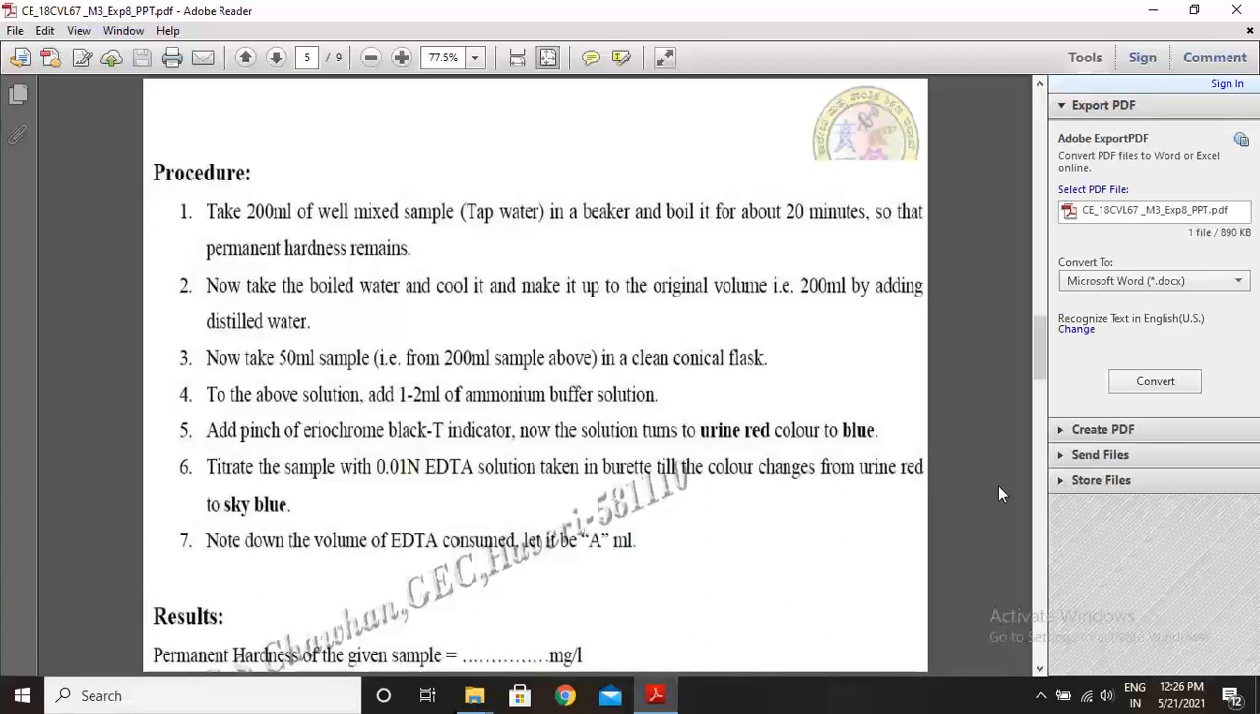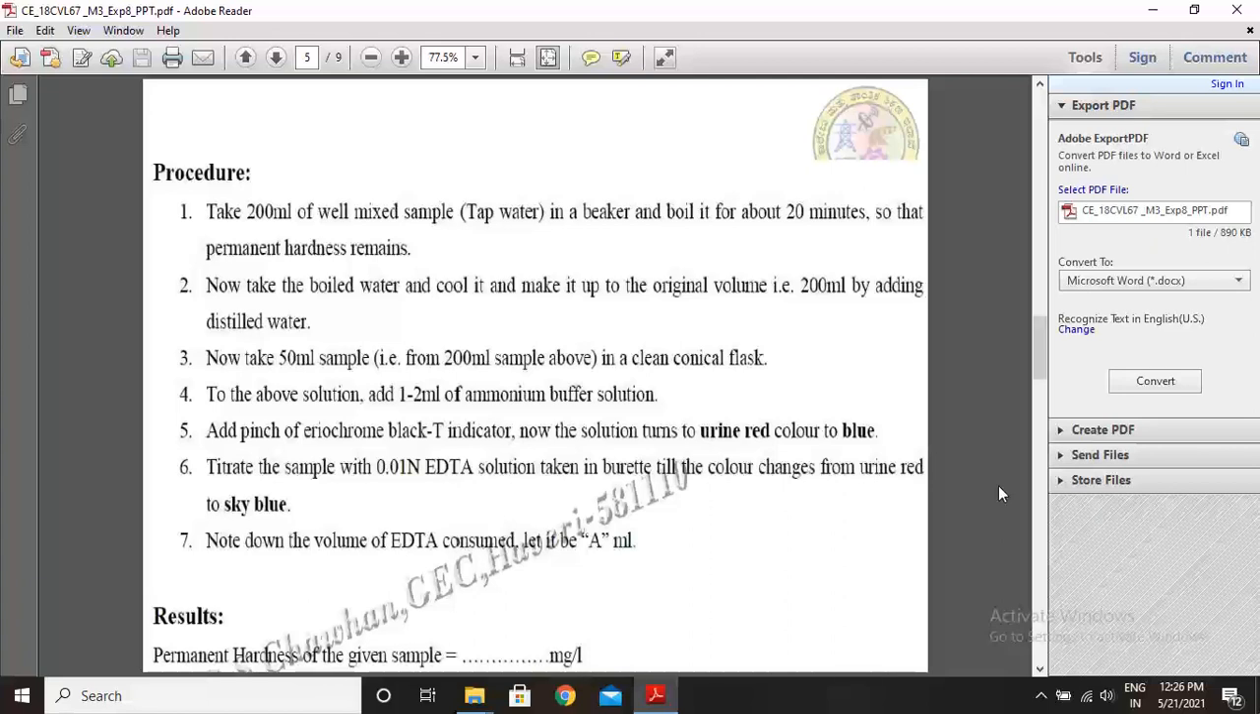Next step, now take 50 ml sample from the 200 ml sample in a clean conical flask. The next step, now to the above solution add 1 to 2 ml of ammonium buffer solution. Then add a pinch of Eriochrome Black T indicator. Now the solution turns from wine red to blue.